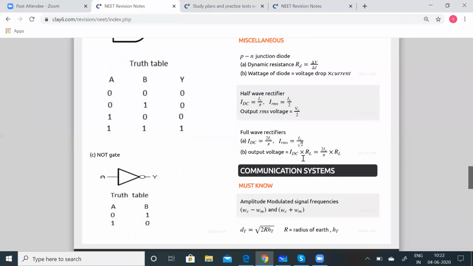And for the full wave rectifier, it is given as IDC is equal to 2 I0 by pi, and IRMS is equal to I0 by root 2. And the output voltage is given by IDC into RL, which is equal to 2 I0 by pi into RL. So these are the important things you have to know with regard to semiconductors and devices.